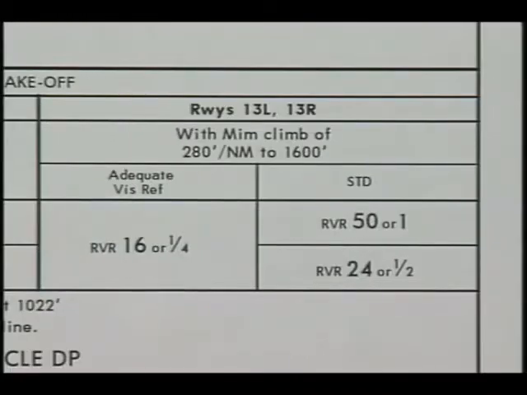In addition to visual requirements for takeoffs, some airports require a minimum climb capability. Notice that at Dallas Love, in order to take off on 13 left or 13 right, you must be able to maintain a minimum climb rate of at least 280 feet per nautical mile until reaching 1,600 feet.